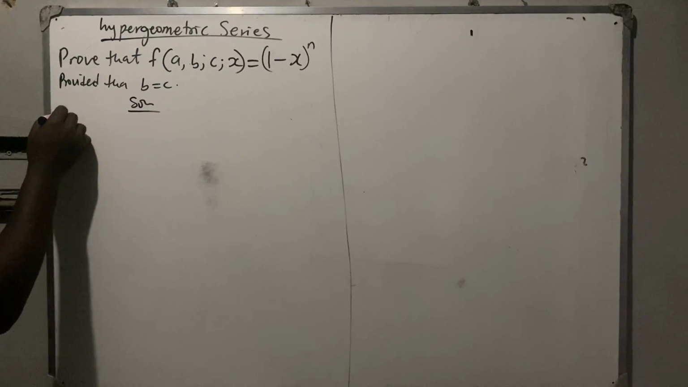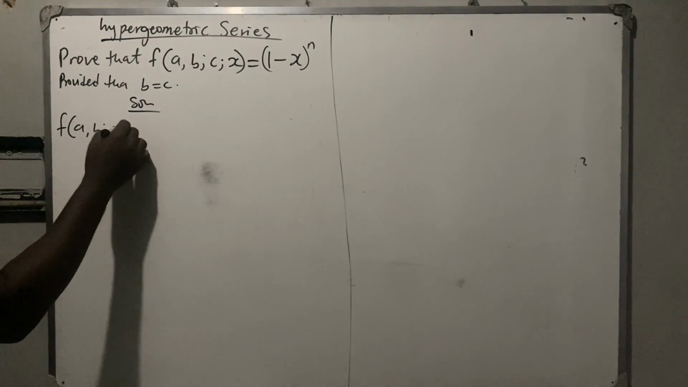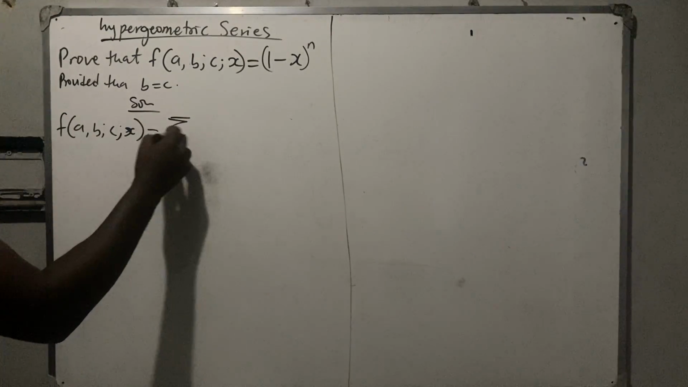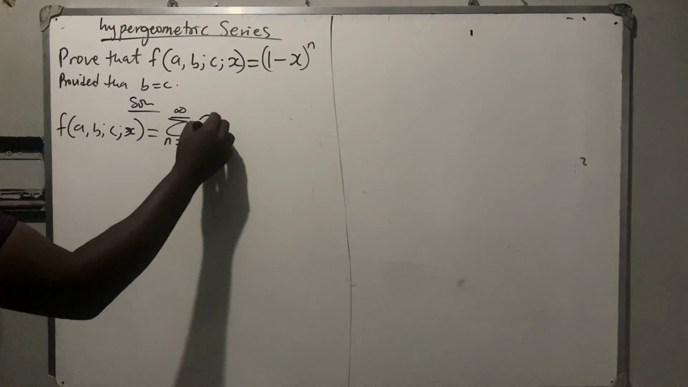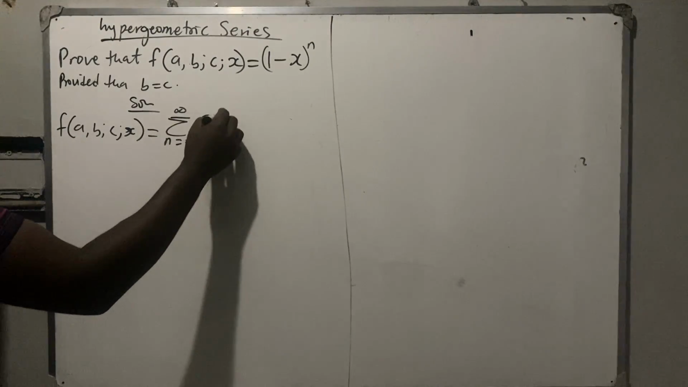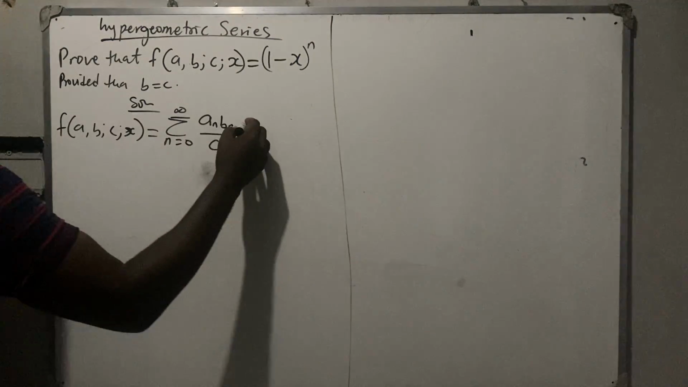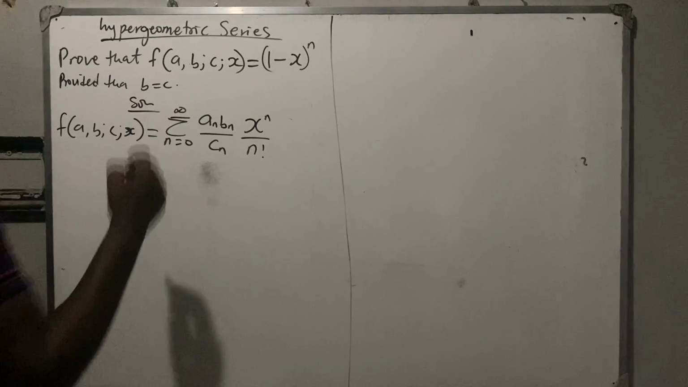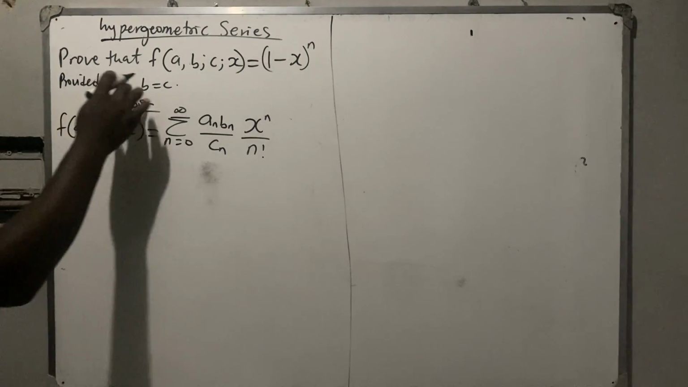We know the formula that says that F(a, b, c; x) is equal to the summation of n starting from 0 to infinity of (a)_n (b)_n over (c)_n, then x raised to power n over n factorial. Please, you need to know this formula. This is the hypergeometric series formula. Very, very important. And then we are told that a is equal to b.